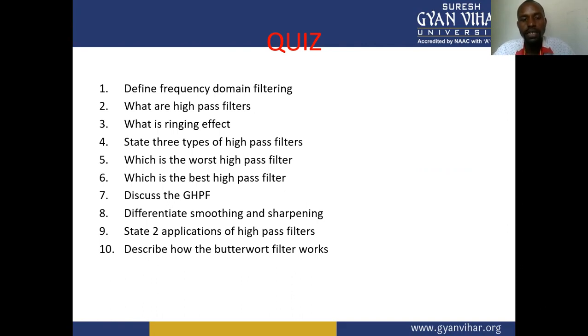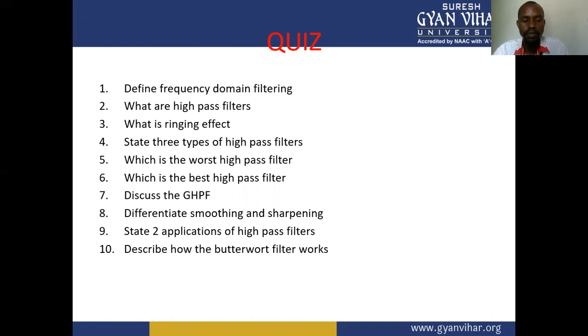Then what is the ringing effect? A ringing effect is a situation that occurs whenever we are performing filtering, and the central spectrum has a lot of blurriness. Then the fourth question is, state three types of high-pass filters. We have the ideal, the Butterworth, and the Gaussian. Which is the worst high-pass filter? The worst is the ideal because it has a lot of ringing effect. Which is the best? The best varies between the Butterworth and the Gaussian filter.